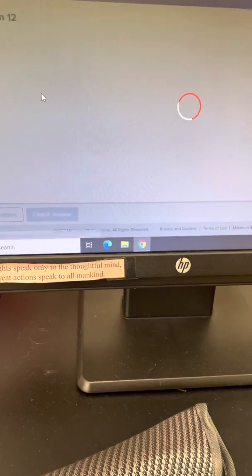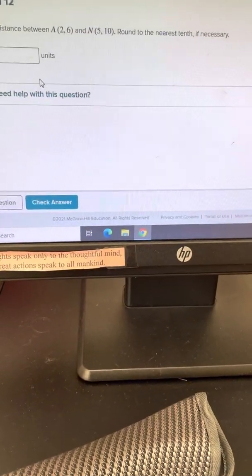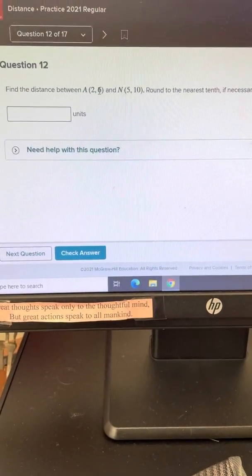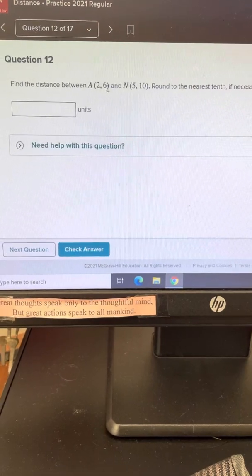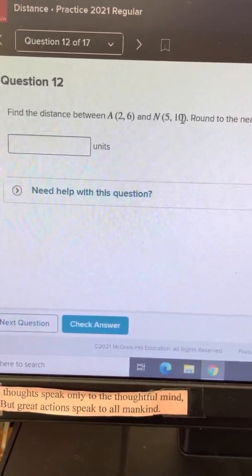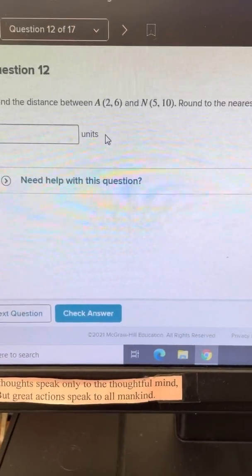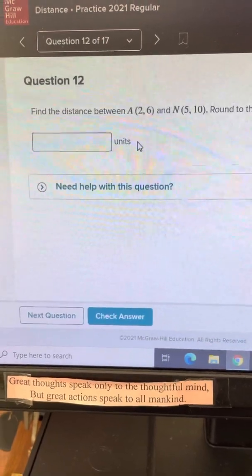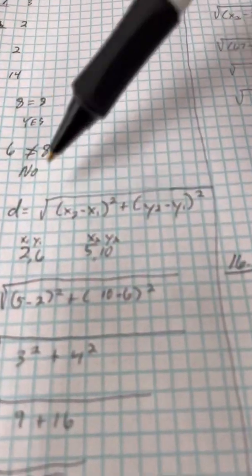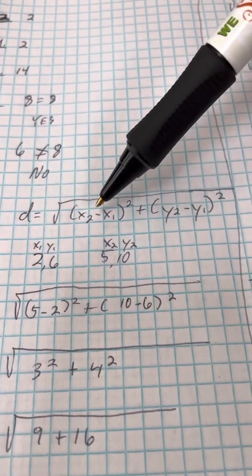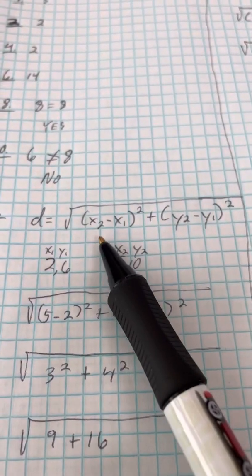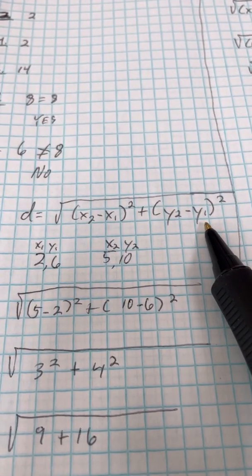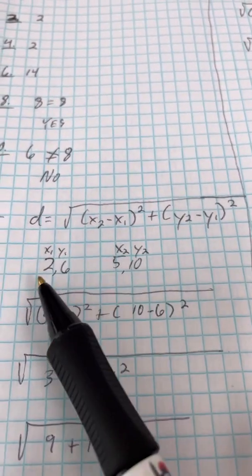For number 12, find the distance between A and N, if A is at 2, 6, and N is at 5, 10. Now, I'm assuming that you guys are going to go over the distance formula. So the distance formula I have written right here, where the distance equals the square root of your second x value minus your first x value squared, plus the second y value minus the first y value squared. I know that looks ugly, but it's actually pretty simple.